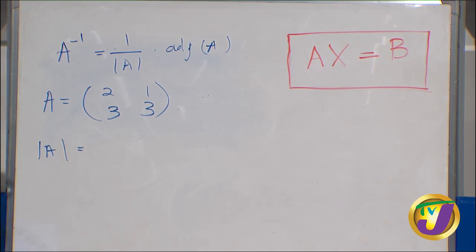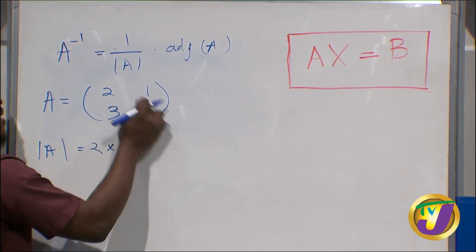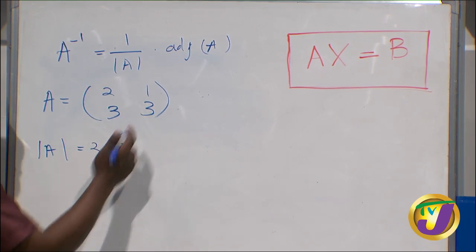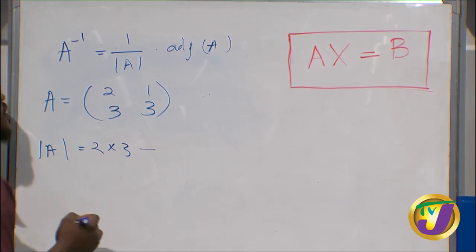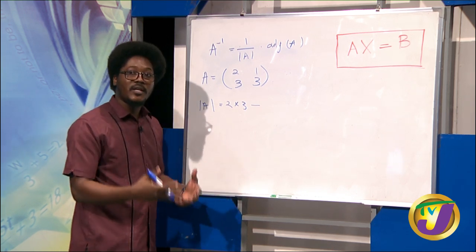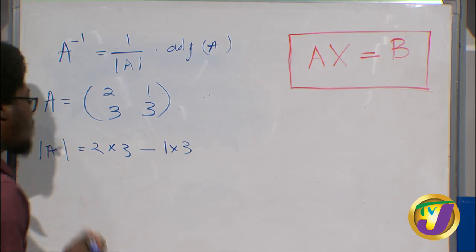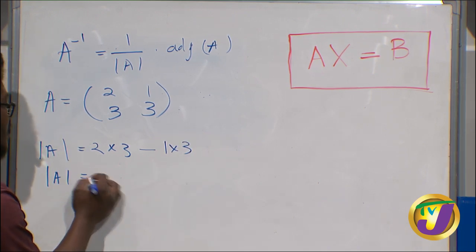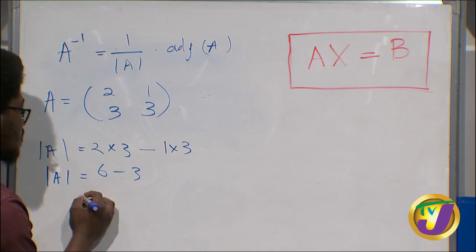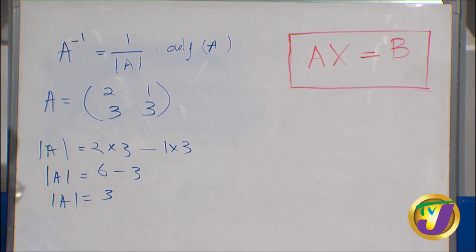And our determinant is given by the product of the leading diagonal, which is 2 times 3, as this is our leading diagonal. And we subtract from the product of our leading diagonal the product of the non-leading diagonal, which is 1 multiplied by 3. So our determinant is going to be equal to 6 minus 3, which is 3. Nice and easy. Every single day and twice on Sundays, right?